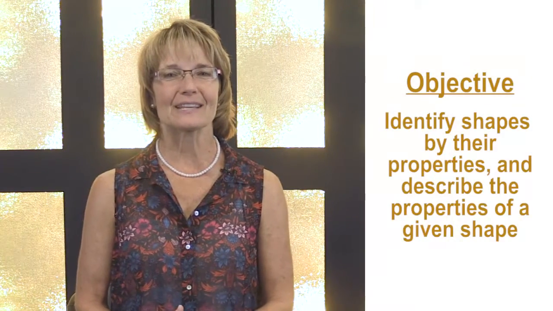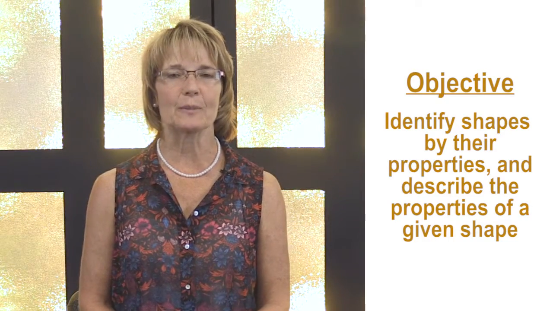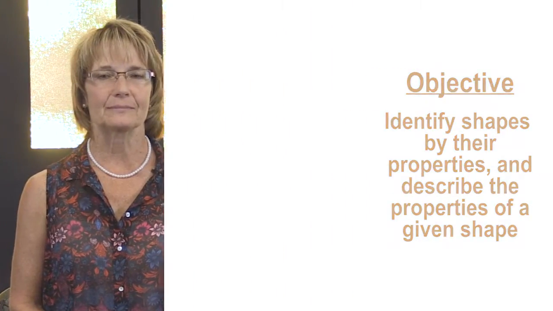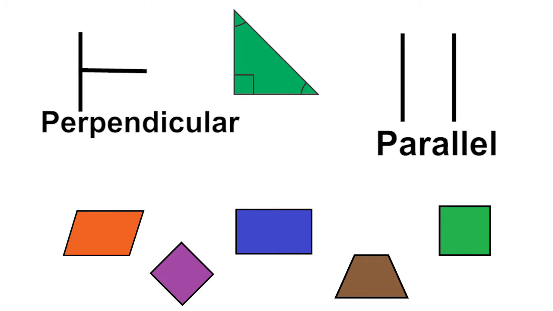The objective of this lesson is to be able to identify shapes by their properties and describe the properties of a given shape. In previous lessons, students learned how to describe shapes based on the shape's properties. Shapes were looked at in regards to perpendicular, parallel, and angles within a shape.